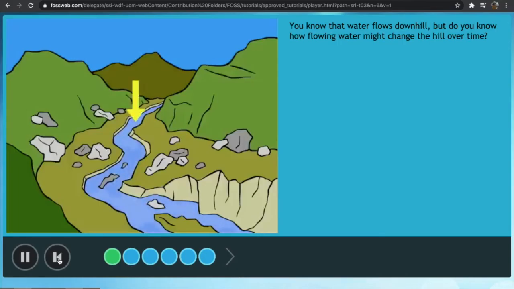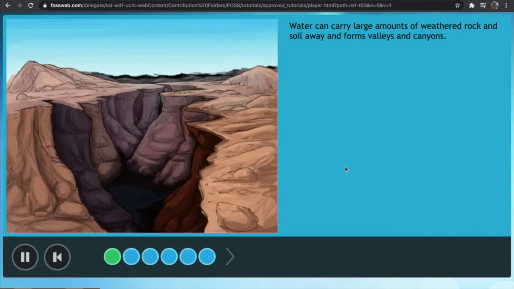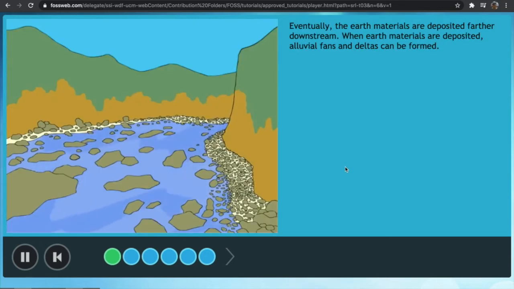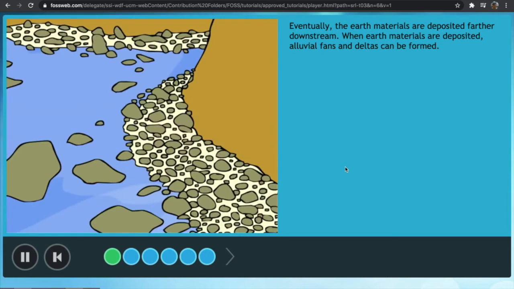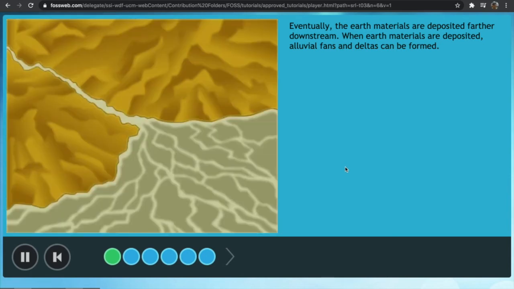You know that water flows downhill, but do you know how flowing water might change the hill over time? Water can carry large amounts of weathered rock and soil away and forms valleys and canyons. Eventually, the earth materials are deposited farther downstream. When earth materials are deposited, alluvial fans and deltas can be formed.